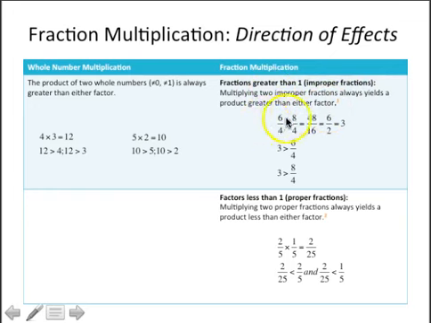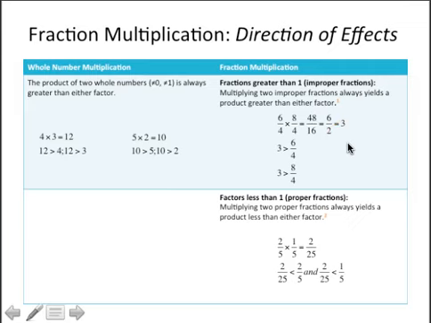So as an example, 6/4, that's an improper fraction, or a fraction that's greater than 1. 6/4 times 8/4, another improper fraction, equals 48/16, which simplifies to 6/2, which simplifies to 3. So 3, the product, is greater than the first factor, 6/4, and 3 is also greater than the second factor, 8/4. So the same direction of effects rule holds for whole numbers and for fractions greater than 1 when we multiply.